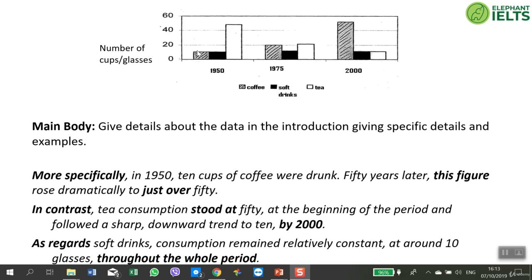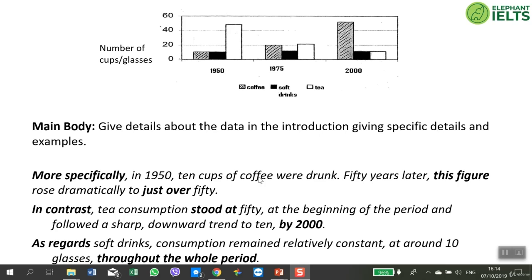So you can see I went from 1950 to 2000, and I didn't stop in 1975 because I'm summarizing. And this is a continual upward trend, so I'm only interested in the beginning and the end of the period. And I said "this figure," so I used referencing, so I avoid repeating all these words. And you can see all of these words are again on your useful language page.